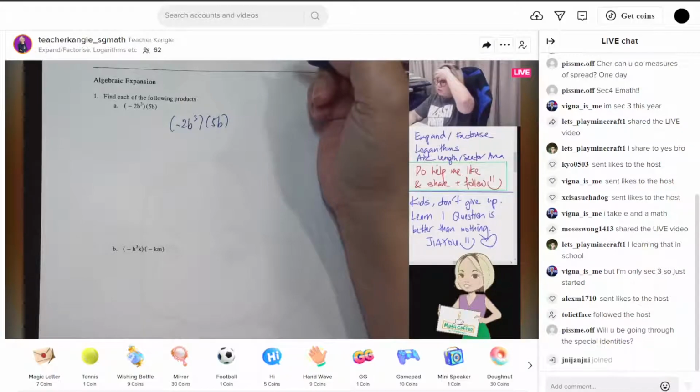Yes, I will be going through the special identity, a plus b squared equals a squared plus 2ab, and so on. Yes, I will go through it later.